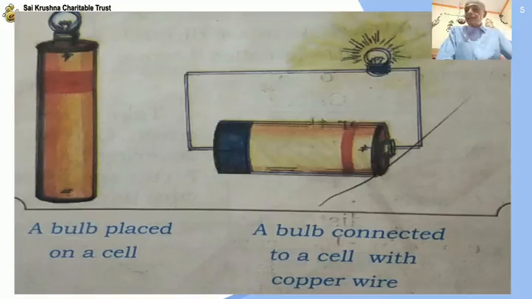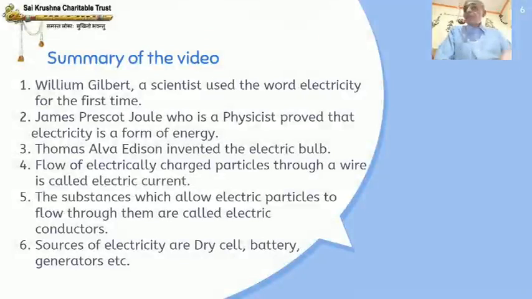But here, you see, the two ends of the cell are connected to the bulb by a copper wire. And then what happens? The bulb begins to glow. So the bulb has now begun to glow. Are you all able to see this? So this is the copper wire. Copper conducts electricity. So copper is a good conductor of electricity. Right? Now, summary of the video.